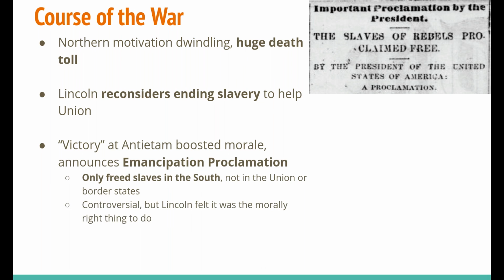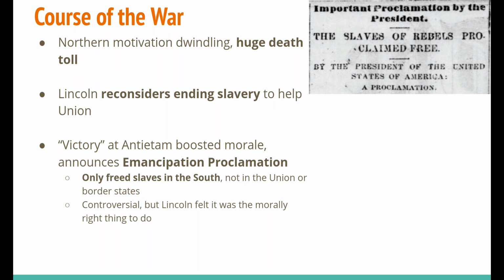One of the problems is that the South believes they're independent. They're not going to listen to the laws of the North. So legally, this has no standing in the eyes of most Southerners. However, it does motivate a lot of African Americans to flee to the North, and it does make the war about slavery. This is the first time Lincoln said, look, this is about ending slavery. This means that if the war ends and the South doesn't get their independence, the slaves in the South from there on and forevermore will be free.